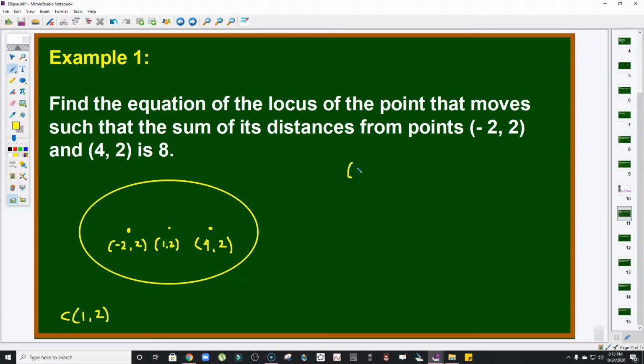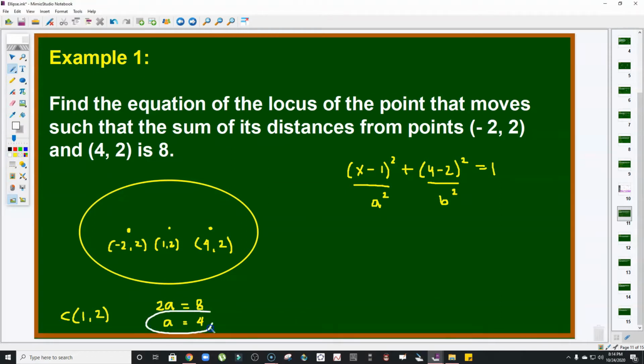Now let me set up the equation of the ellipse: (x minus 1) squared plus (y minus 2) squared equals 1. I just need the denominators. Take note, the denominator of (x minus 1) squared is a squared since the major axis is horizontal. How are we going to get a? How are we going to get b? The 8, the constant distance, is given by 2a. So 2a equals 8, and from there, a is 4.